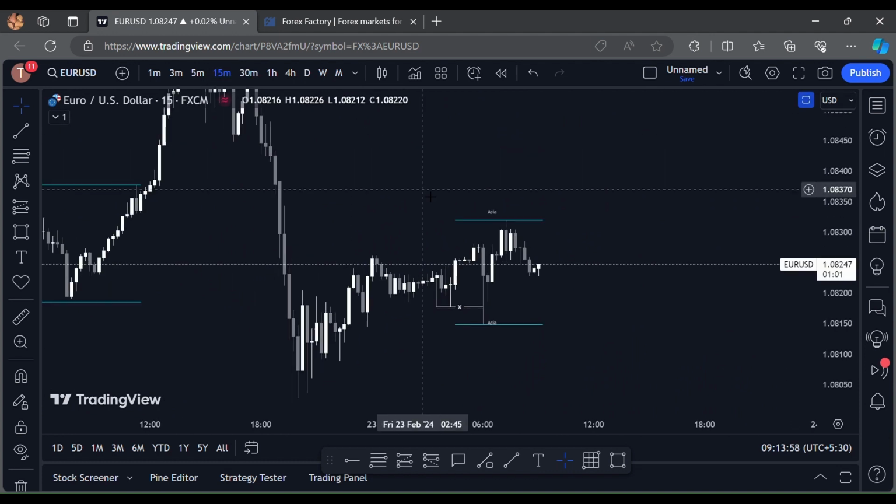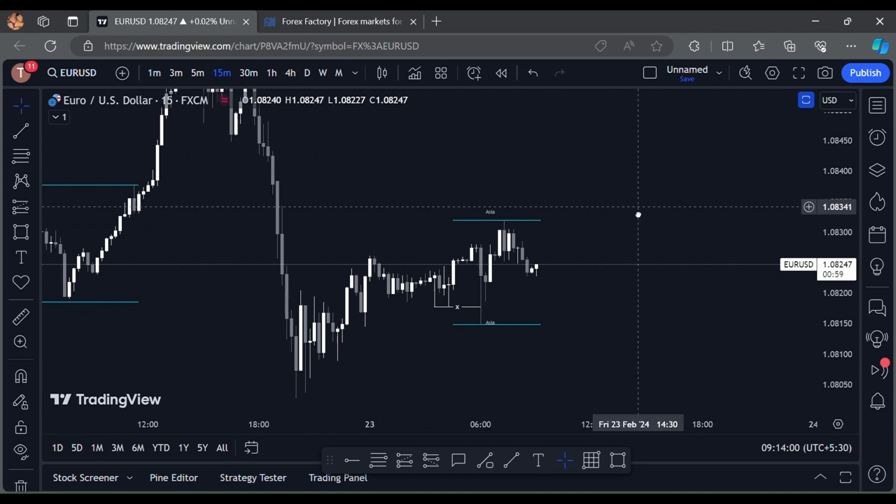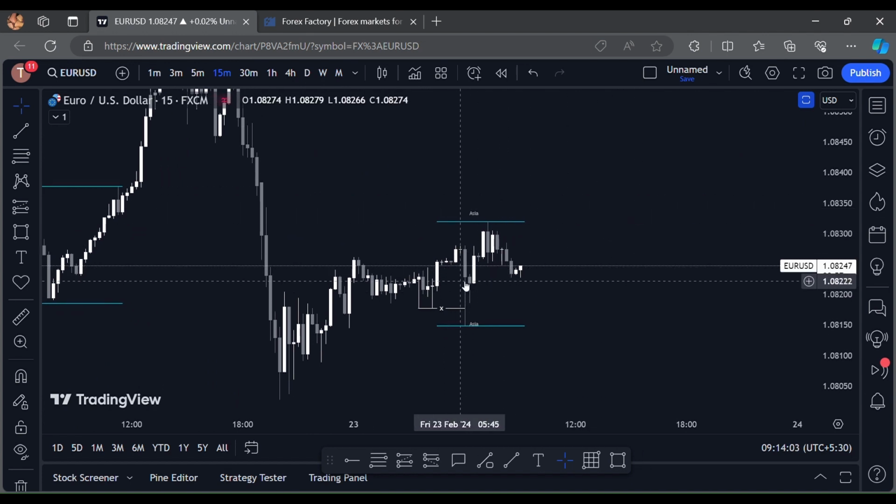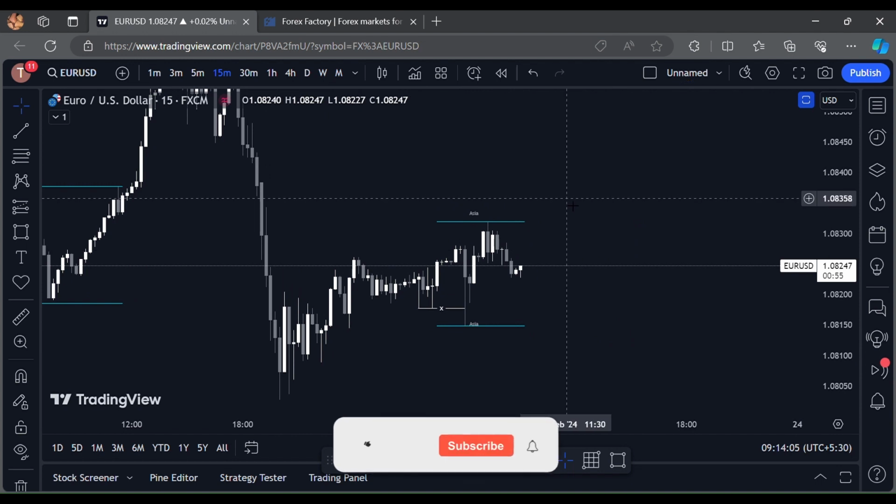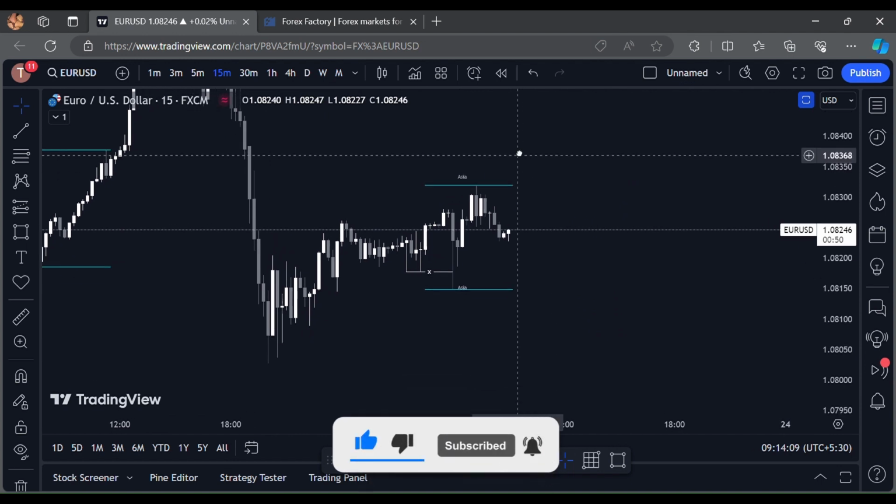So what could be our possible scenario? Most likely I'll be anticipating the price to respect this order flow and move to the Asia high, take the Asia high, and then break below the Asia low, giving us a bearish bias in the market.